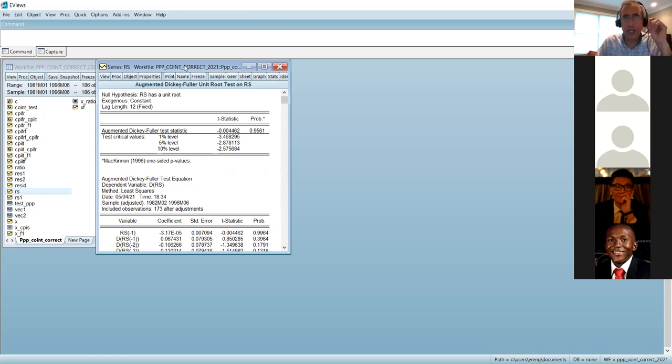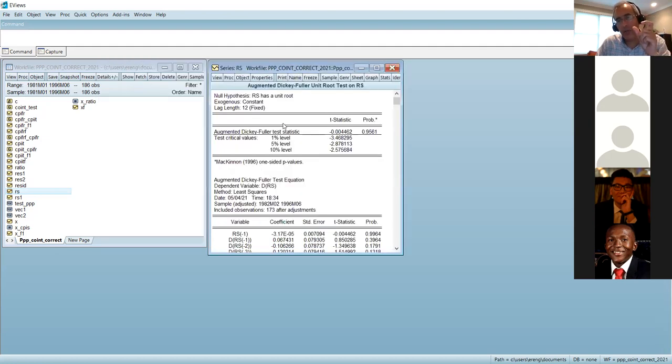Cointegration is extremely simple. The only thing that we are always going to be testing is whether my residuals are I zero, yes or no. How do I do that? I simply use the augmented Dickey-Fuller test. There are other techniques, guys, to control for model errors, but at this point we don't have time to do that. But this works well.